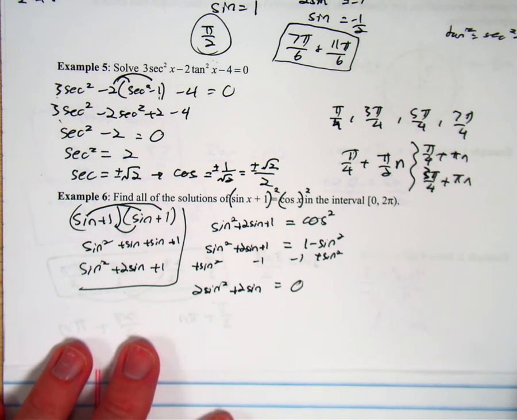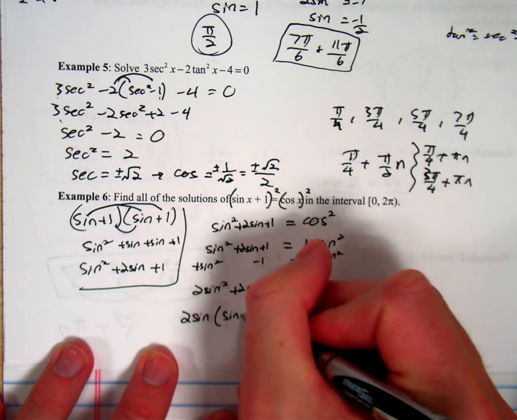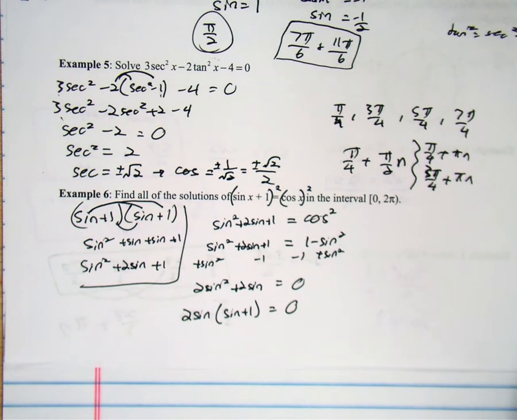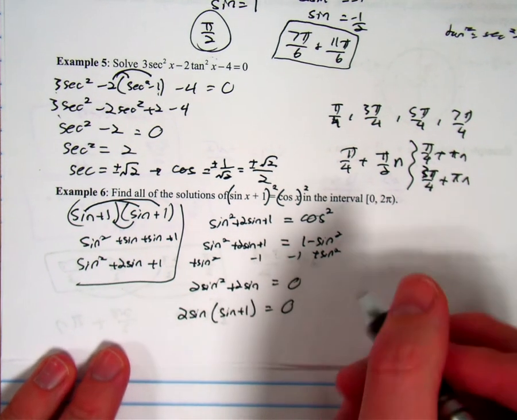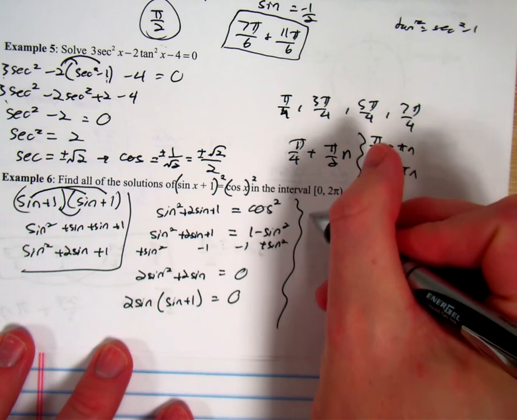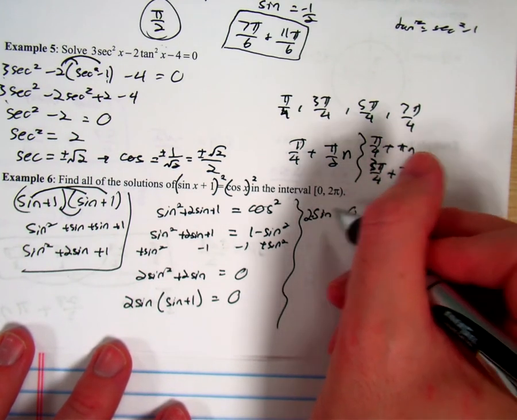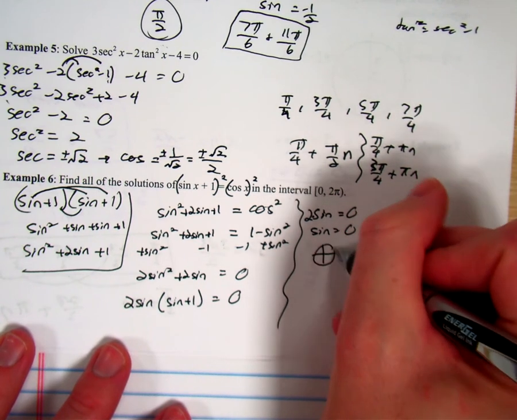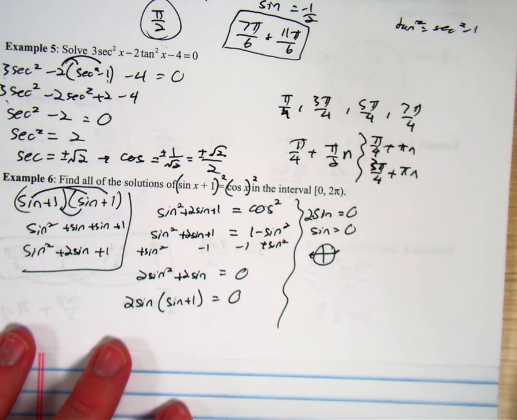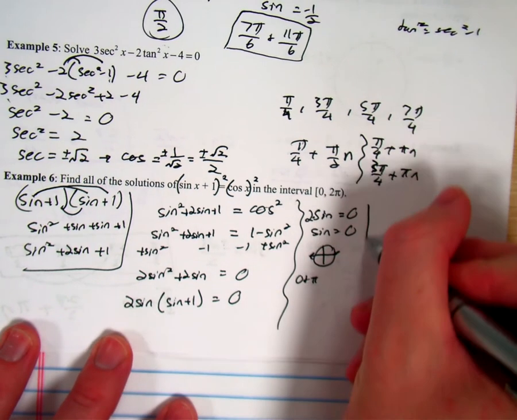They both have a 2. They both have a sine. 2 sine on the outside, sine plus 1 on the inside. Okay, let's think about that. When would this equal 0? 2 times sine. When does 2 sine equal 0? Well, you divide by 2. When does sine equal 0? 0 and pi. Alright, we'll come back to this in just a second.